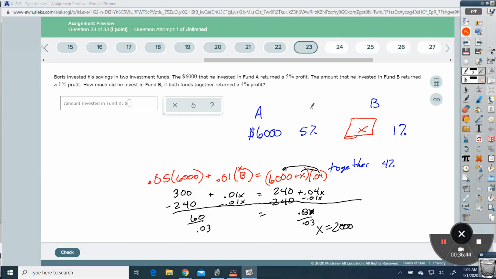Remember, X is the amount that we put into B. So amount invested in Fund B is $2,000. Okay. So that's how you would set that problem up and try to work that problem. It's a little bit tricky, but if you follow the ideas from the problem before, you can do it.